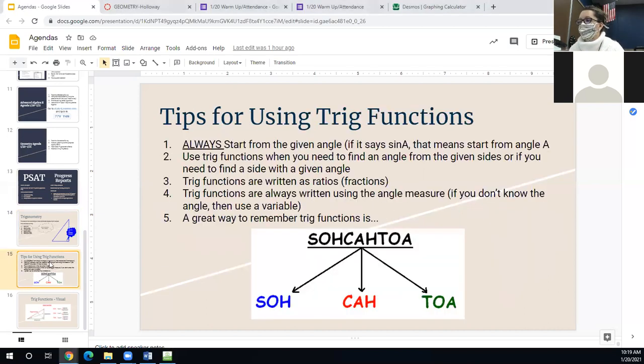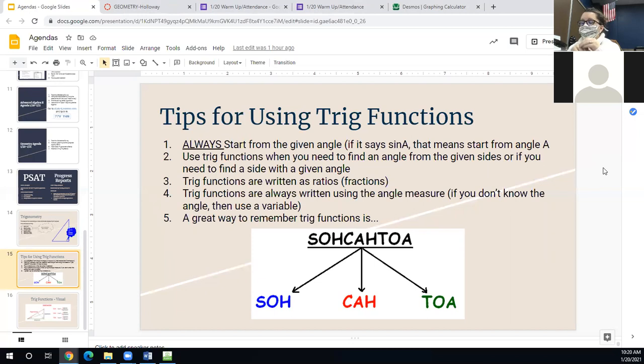All right, next slide. Tips for using trig functions. If you're screenshotting or writing these down, make sure you write this down. You're not going to know what I'm talking about yet, and that's okay, but I want to make sure to get these on your paper before we start. Always start from the given angle. So if it says sine of A, that means start from angle A. Use trig functions when you need to find an angle from a given side, or if you need to find a side with a given angle.